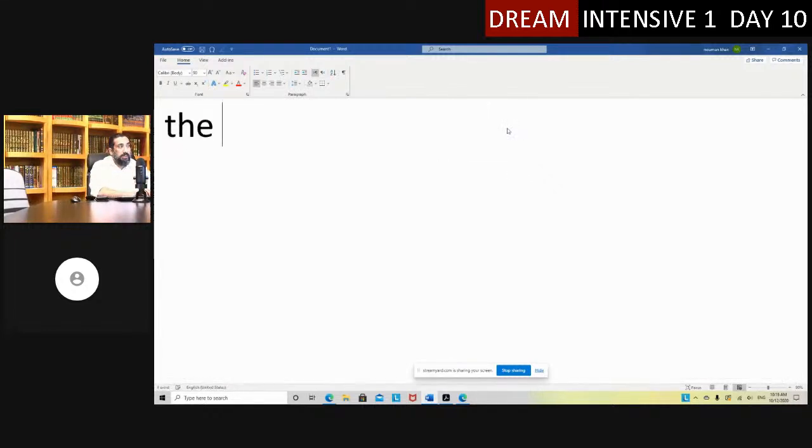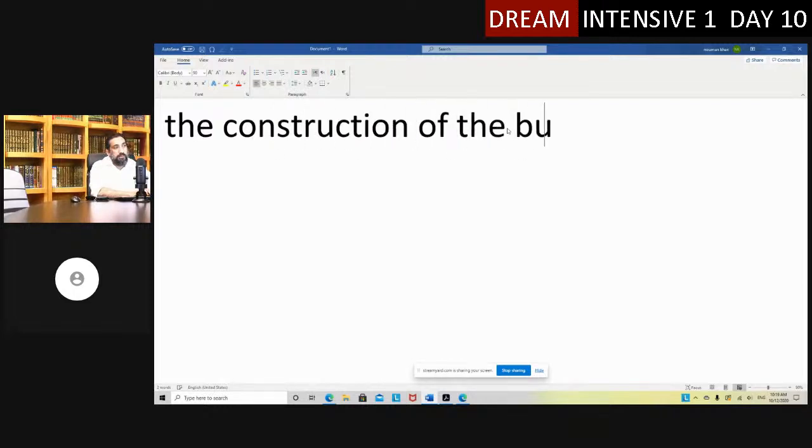So if I say the construction of the building, right? Then the construction would be the mudaf and the building would be the mudaf ilayh. Simple as that, right? So at least now you know what mudaf ilayh is in English. Before we do Arabic, at least you know what it is in English.